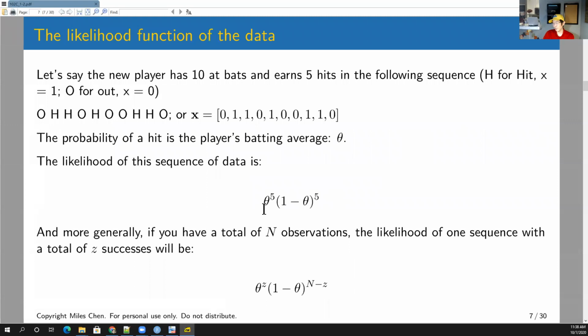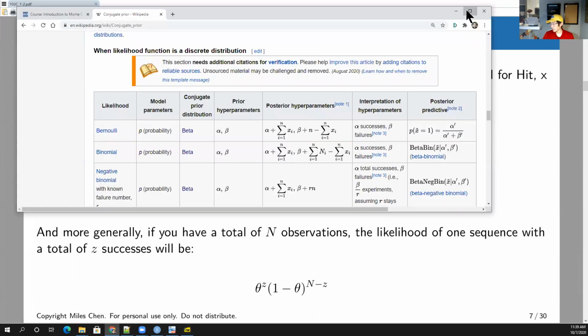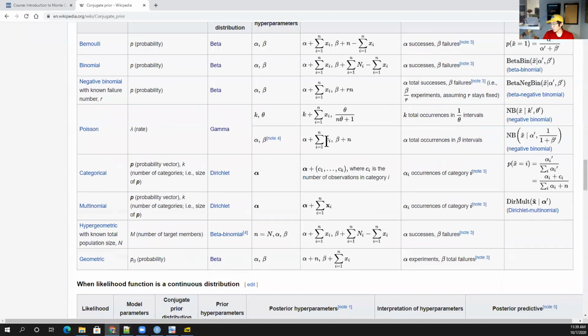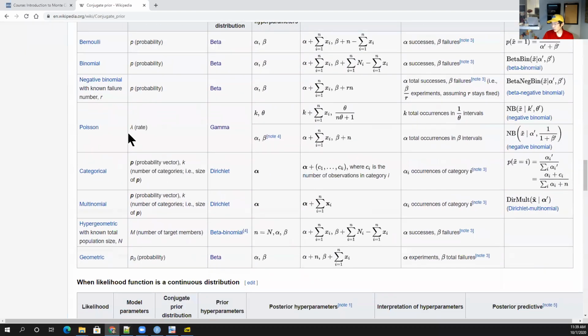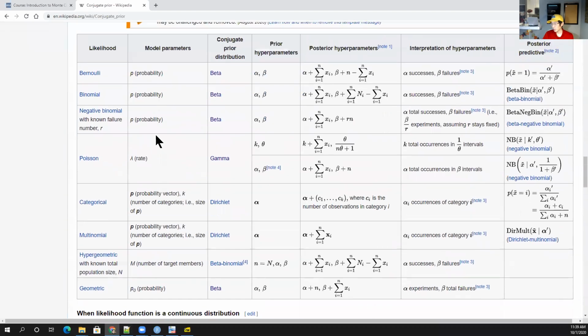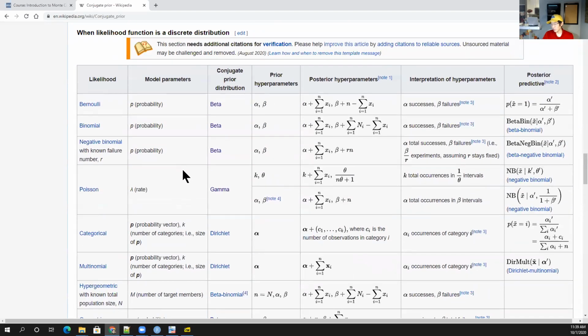And anytime you have a situation where the likelihood function for one distribution multiplies very nicely with another probability distribution, we call those things conjugate priors. Okay, so Wikipedia has this nice long list of all sorts of distributions. If you have a Poisson distribution, the likelihood in a Poisson distribution is going to multiply very nicely with the prior gamma distribution, okay?